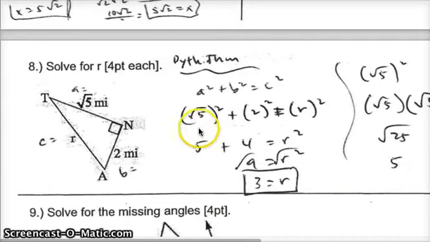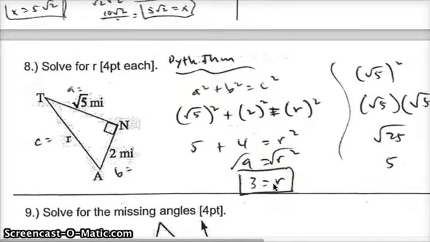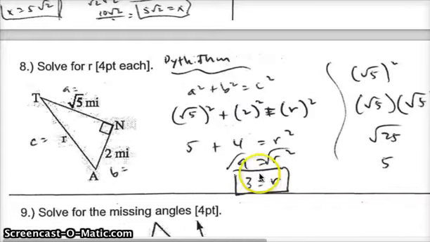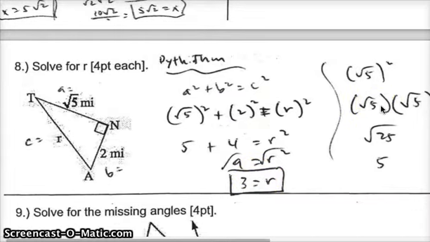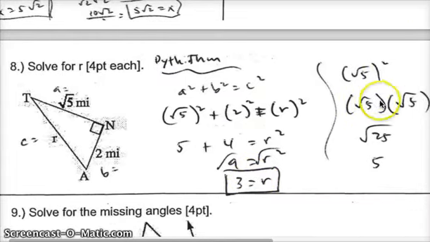Or another way of thinking of it is the radical sign and the 2 there, they cancel, and you're just left with the radicand, which is just 5. 5 plus 4 is 9. Take the square root to get rid of that little 2, and you get r is equal to 3. That was a free response, so 4 points. Here's some work or an explanation of why radical 5 squared is radical 25 and why it's 5.